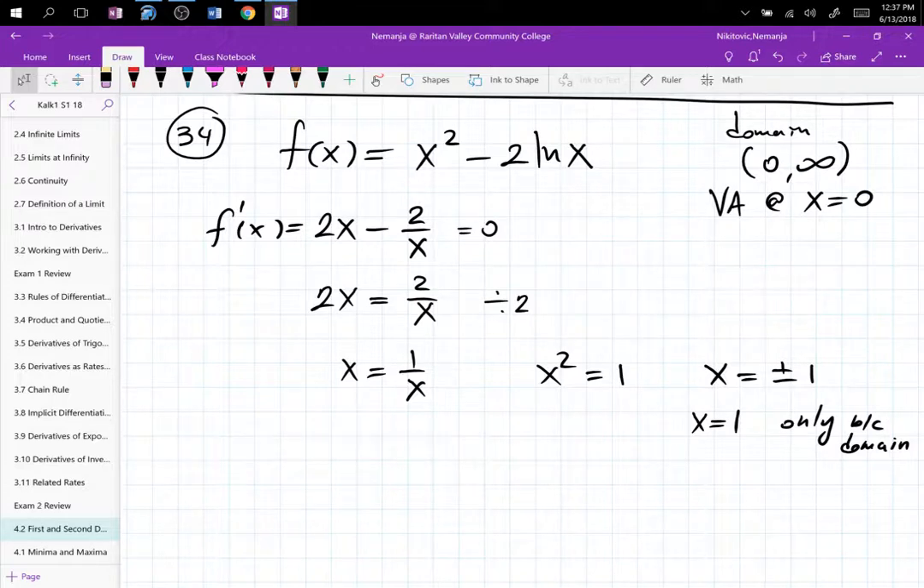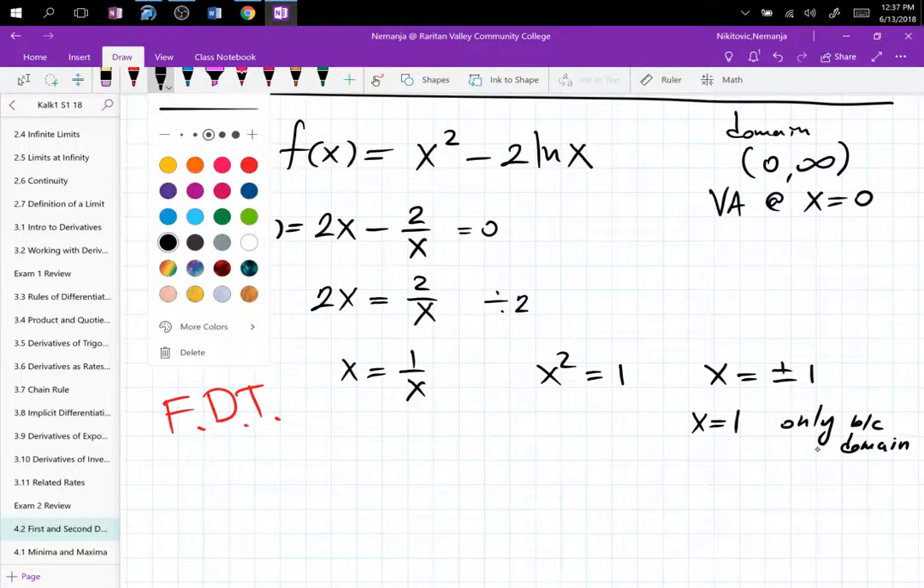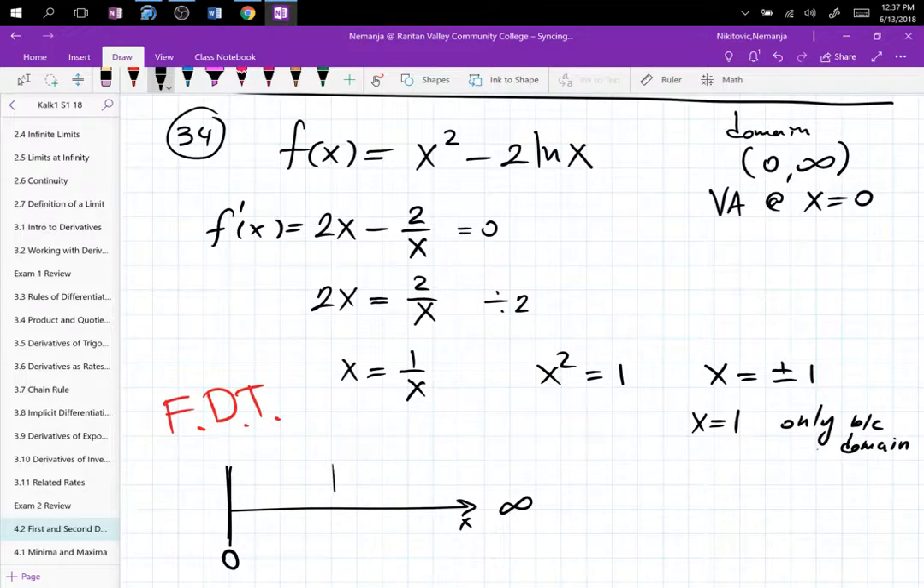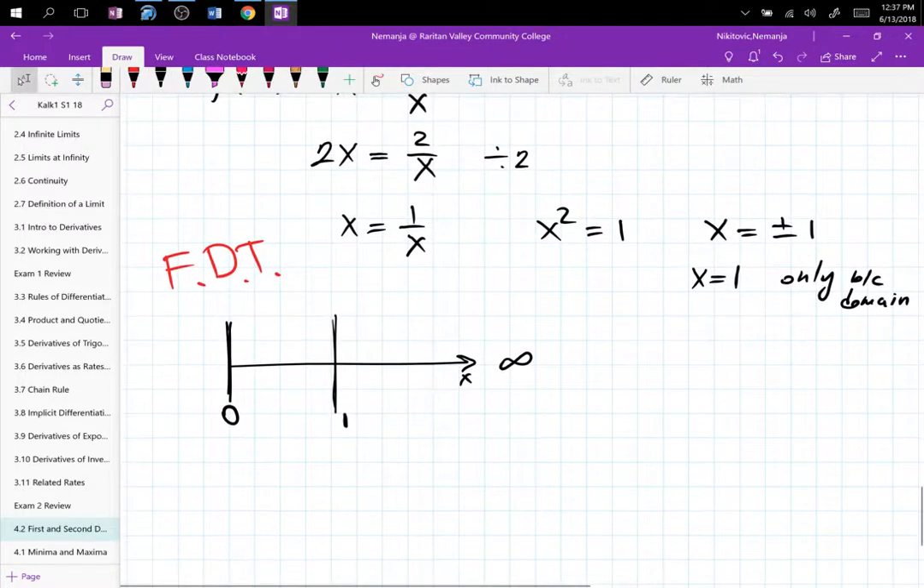So now I have my partitions. I can start the first derivative test. Observe that I am starting at partition 0. It's going to go to positive infinity. And I am partitioning at 1. Nice.